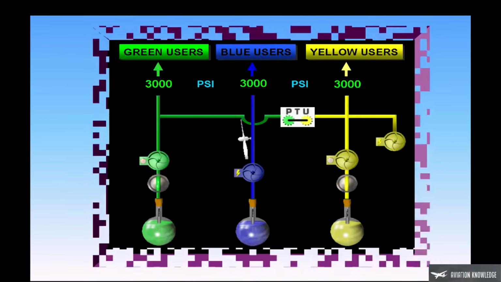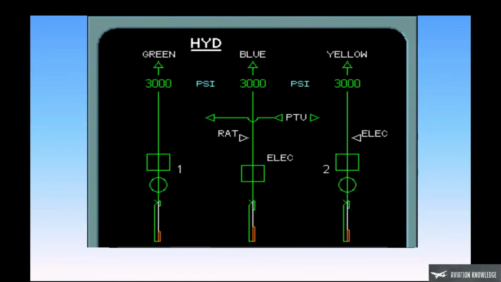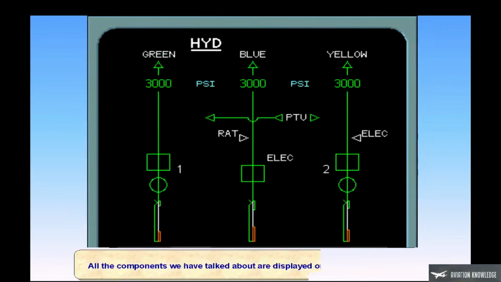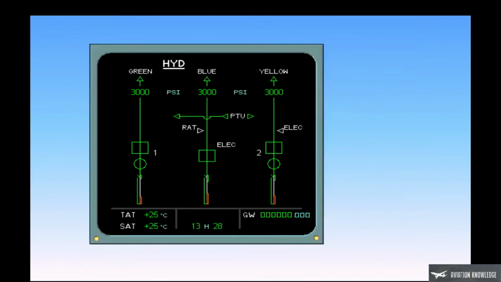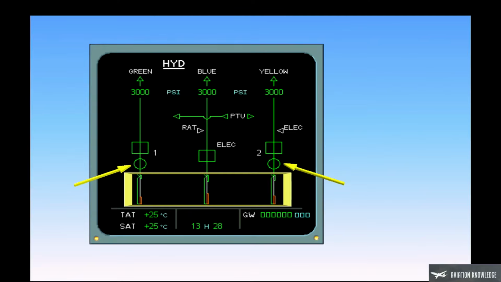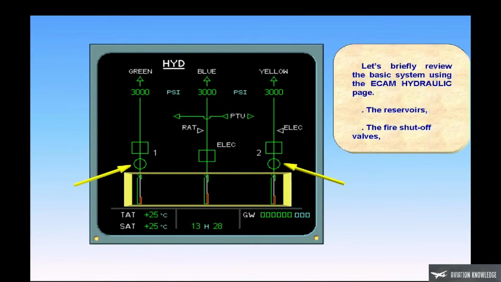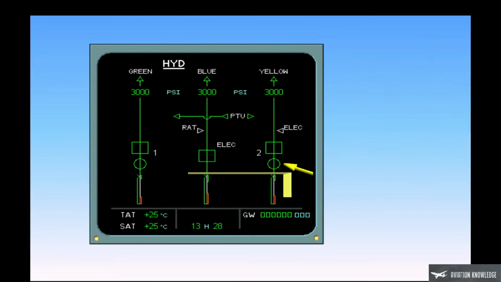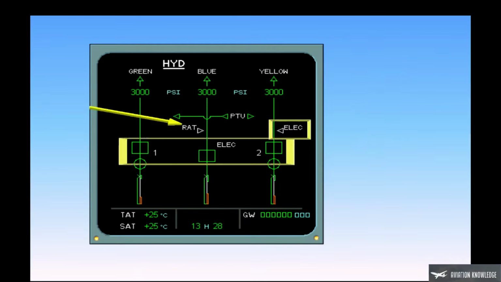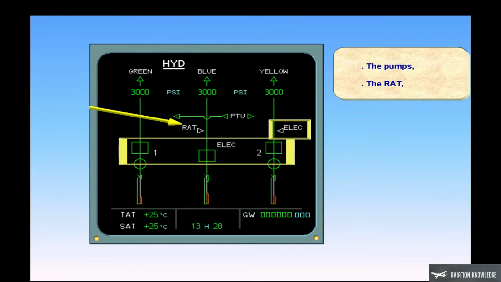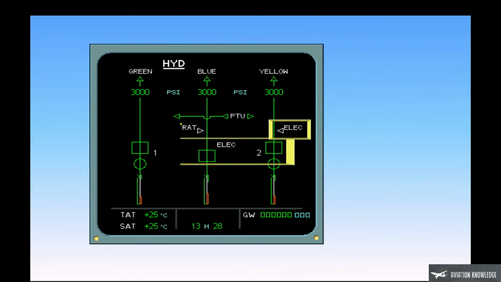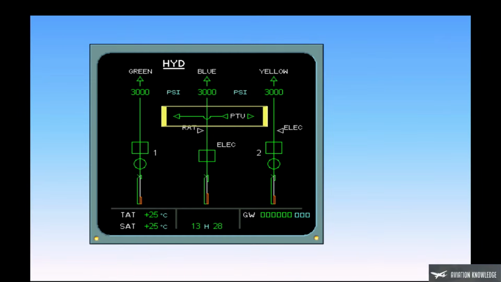All the components we have talked about are displayed on the ECAM hydraulic page. Let's briefly review the basic system using the ECAM hydraulic page. The reservoirs, the fire shutoff valves, the pumps, the RAT, the PTU, the pressure indications.